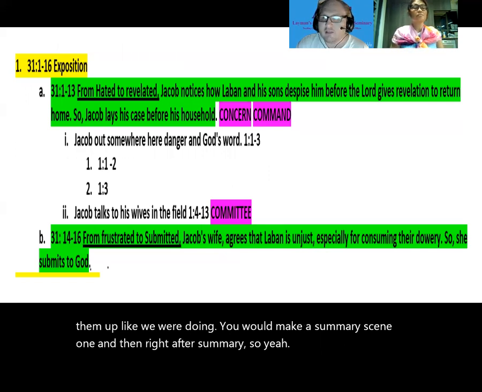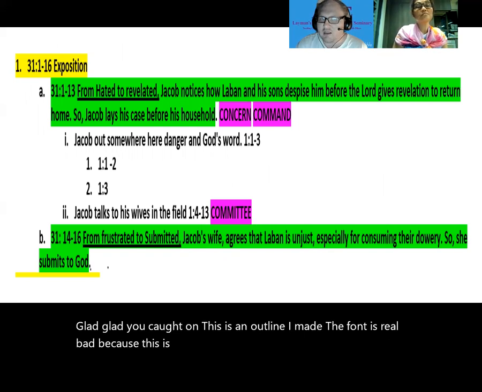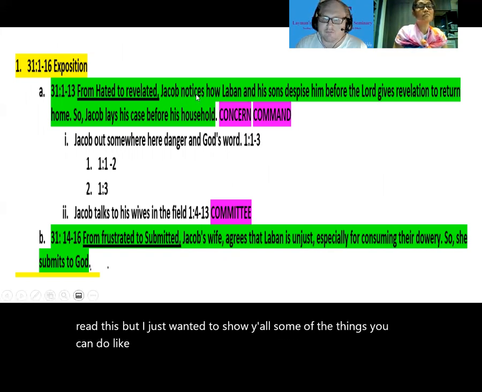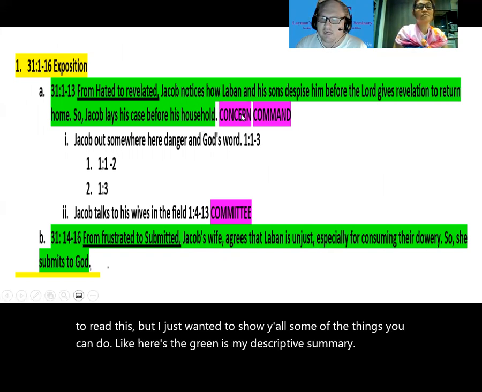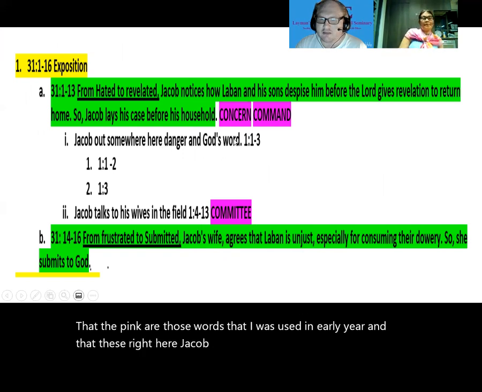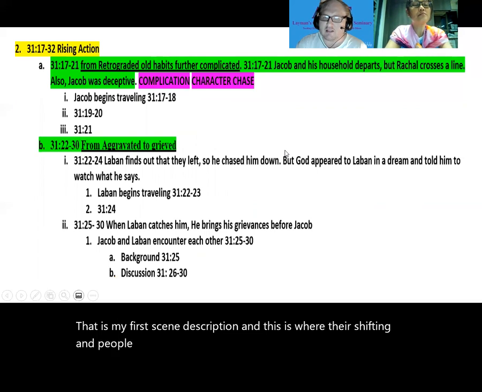Glad you caught on to this. This is an outline I made. The font is really bad because this is a screenshot, and I don't expect anybody to read this, but I just want to show y'all some of the things you can do. Here the green is my descriptive summary. The pink are those words that I was using earlier, and these right here, Jacob out somewhere, danger in God's word, that is my first scene description, and this is where they're shifting and people talking. So you can get a little bit more elaborate with that if you wanted to.